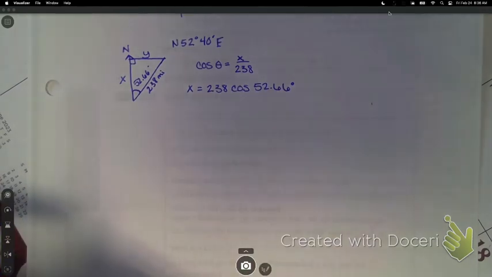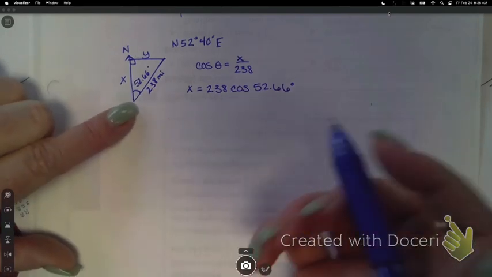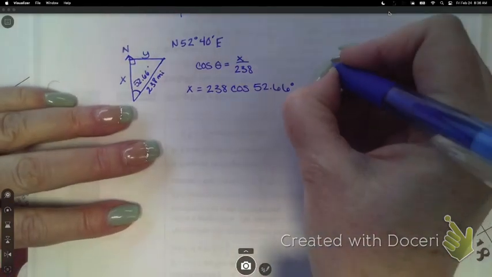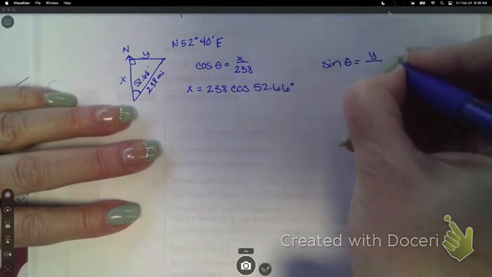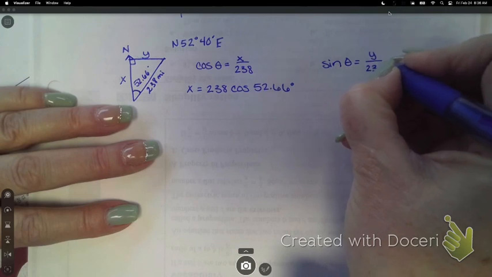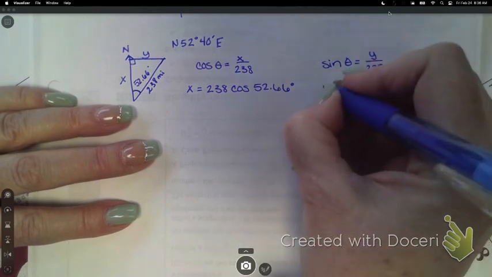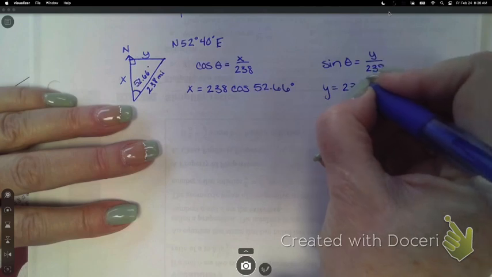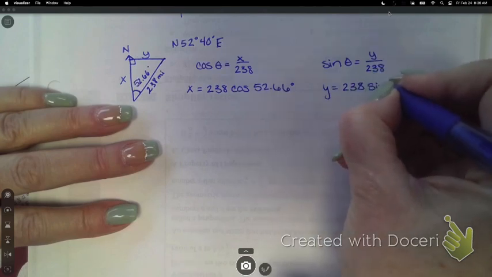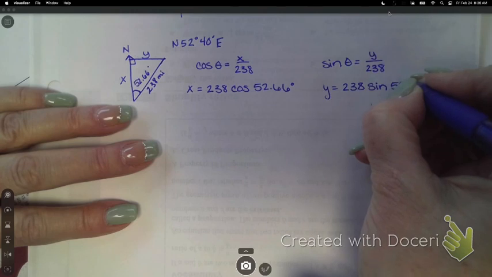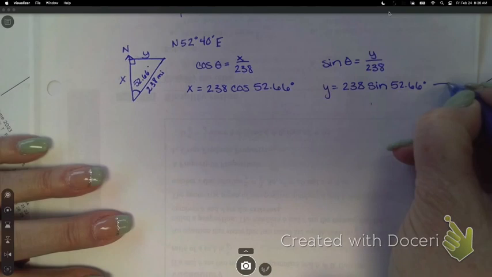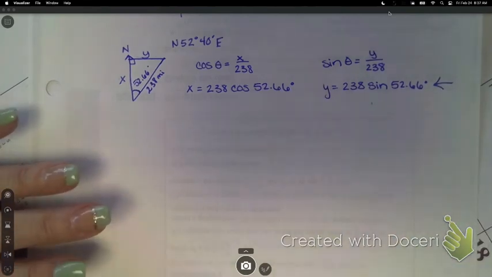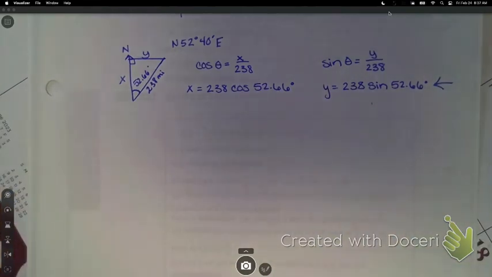Nope. What do we got to find now? Y. So how am I going to find Y? Sine. So sine of theta equals Y over 238. So Y equals 238 sine of 52.66. I expect, guys, on your homework and on your test, this is the most important thing to me. I could really care less about what it approximately is. I want to know, do you know the math to get there? Because your calculator can do it.